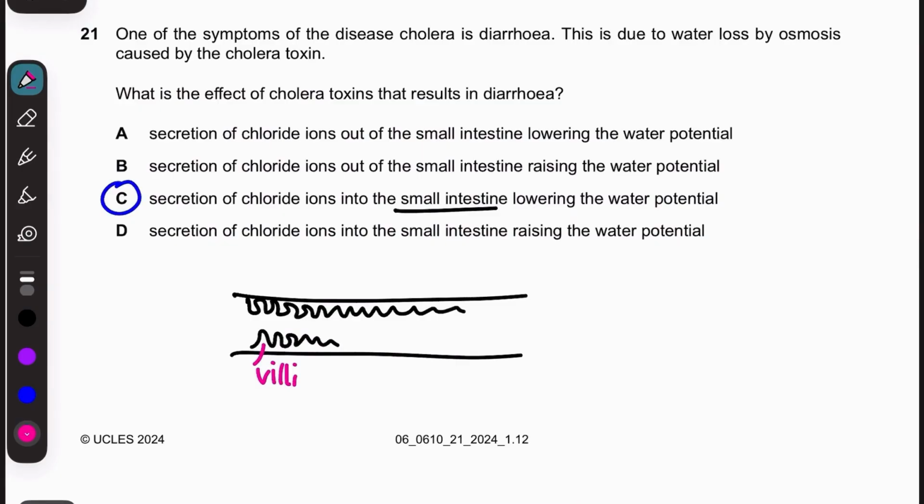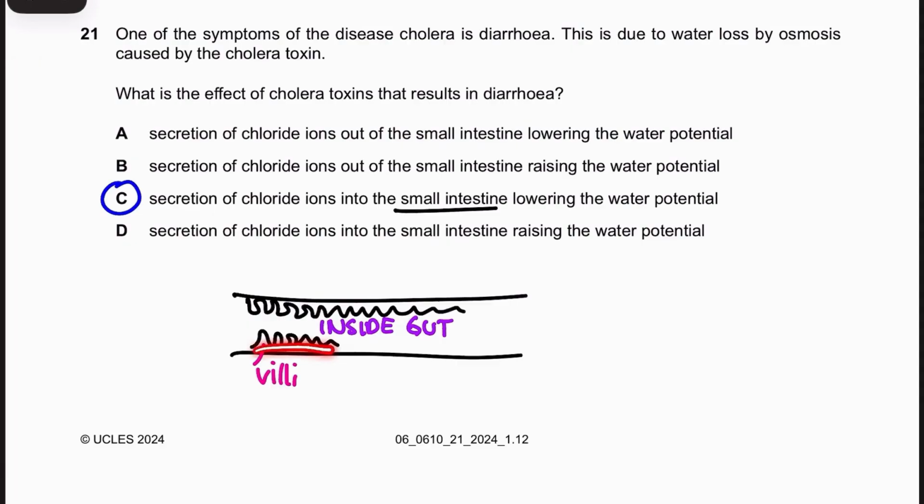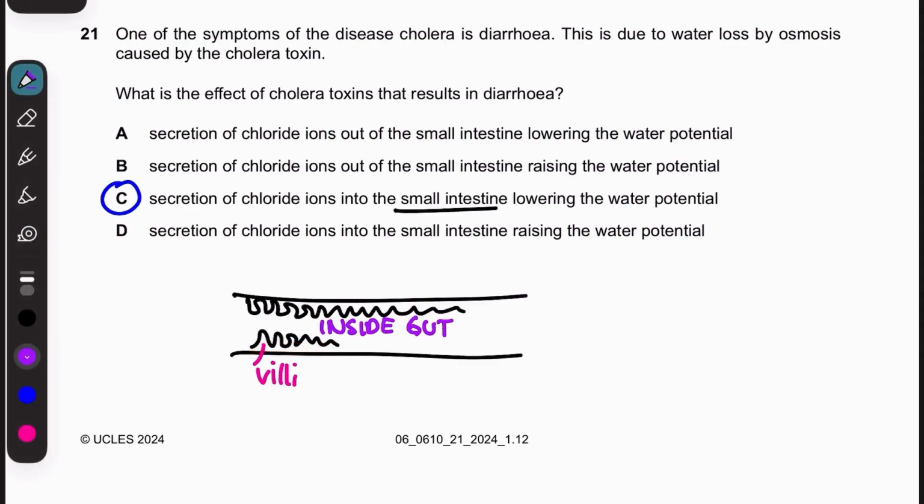Now, have an idea what's going on. This is inside the gut. So this is where all the food is traveling through. And then what you have in the villi is the blood vessels. Why? Because you're trying to absorb the food, the nutrients into the blood vessels, right? So here's all the blood vessels. In fact, let's be more accurate. It's very, very thin blood vessels. They're called capillaries, right?